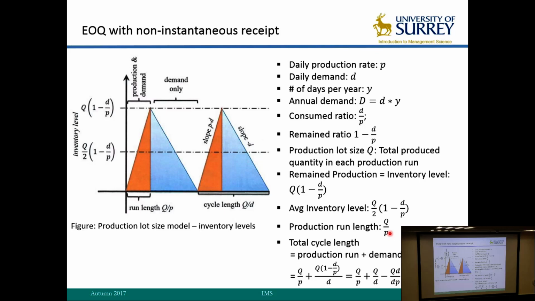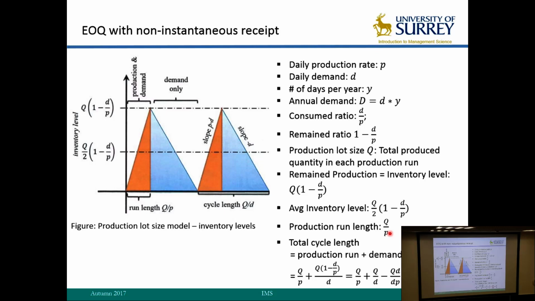Total cycle length. So what is the total cycle length? This is something I think is slightly interesting. And the total length is in here, cycle length. That means from the very beginning we have nothing in the inventory, and we run the production line, we aggregate to this level, and we stop the production line, and we're trying to sell out everything until one day our inventory is 0 again. So what is the total days? Is it Q divided by D? So how to find that out?